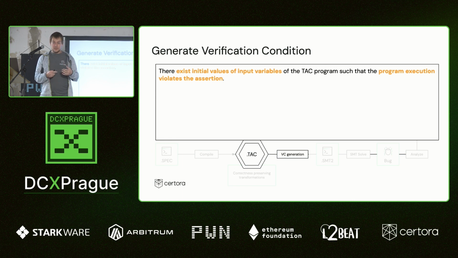If you can satisfy this formula, it's like a mathematical formula with some variables and functions, it means that there is an execution of the program that violates the specification. We can map it back to Solidity, and that's the counterexample to your specification. And if you cannot satisfy this formula, you are okay. Your specification cannot be violated by any possible execution of the smart contract.